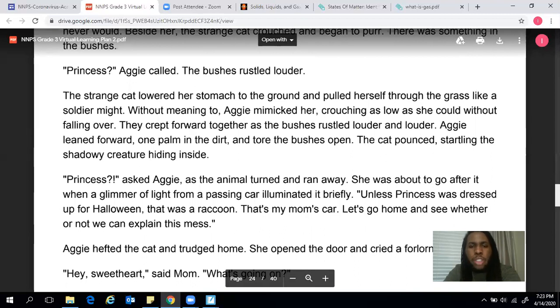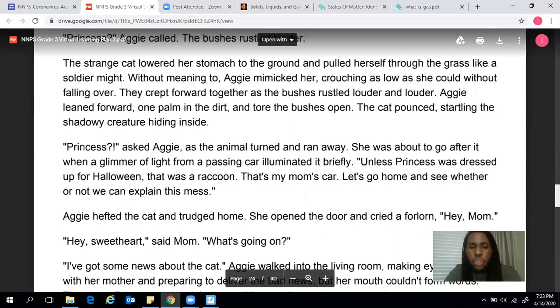The cat pounced, startling the shadowy creature hiding inside. "Princess?" asked Aggie, as the animal turned and ran away. She was about to go after it when a glimmer of light from a passing car illuminated it briefly. Unless Princess was dressed up for Halloween, that was a raccoon. "That's my mom's car. Let's go home and see whether or not we can explain this mess." Aggie hefted the cat and trudged home.